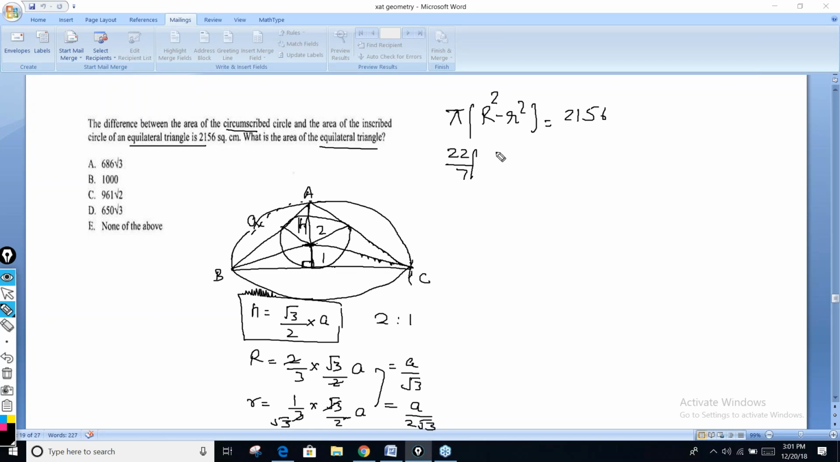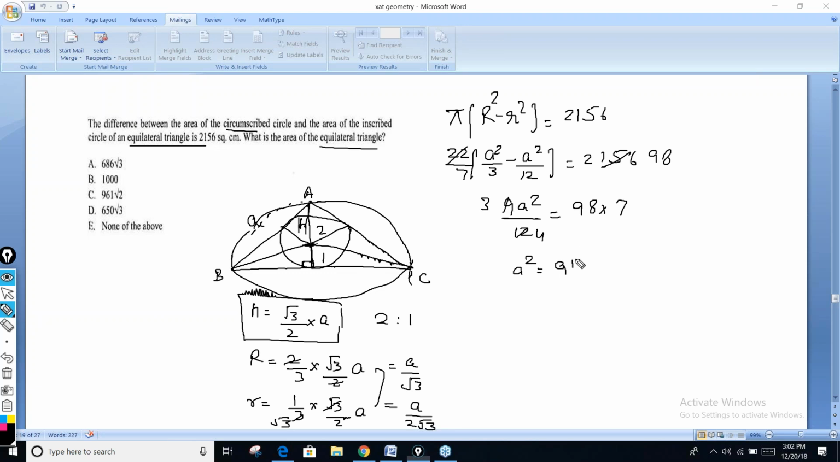So the area will be a square by 3 minus a square by 12, which is given as 2156. From here, pi cancels with 22 by 7 and that is 98. 12 minus 3 is 9, so 9a square by 12, and that 7 will be on this side. So that is 3, that is 4. So a square comes out to be 98 into 7 into 4 upon 3.